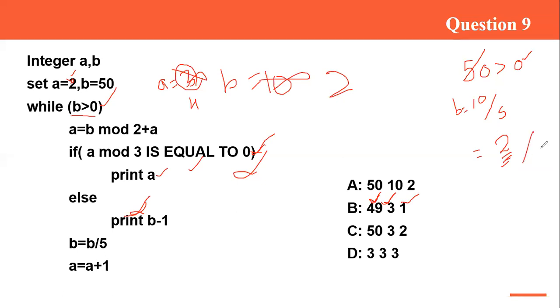Then again b is equal to b by 5. That means 2 by 5. What is 2 by 5? 2 by 5 will be 0 point something, which is nothing but 0. And a equal to a plus 1. A value was 4, that will become 5.